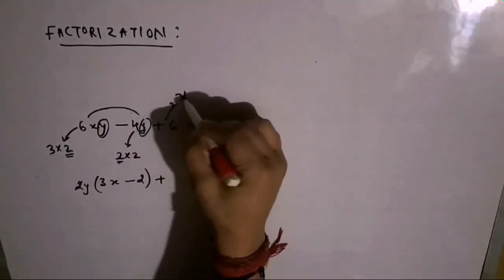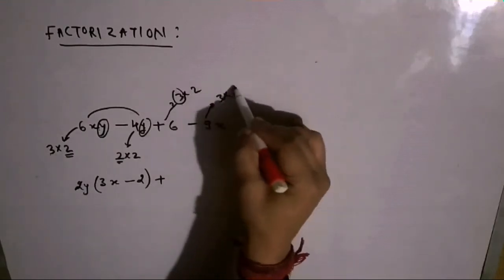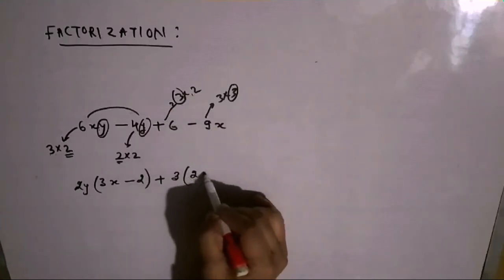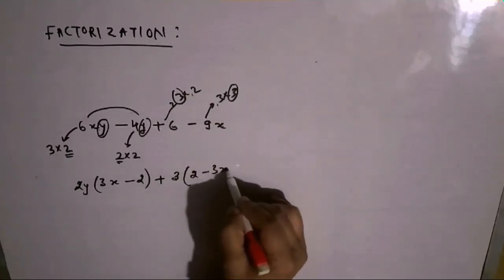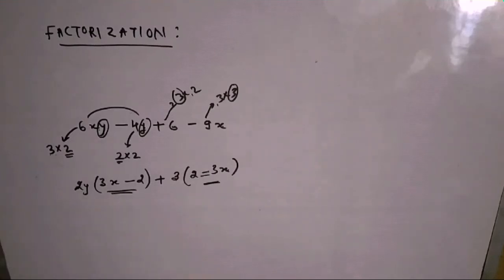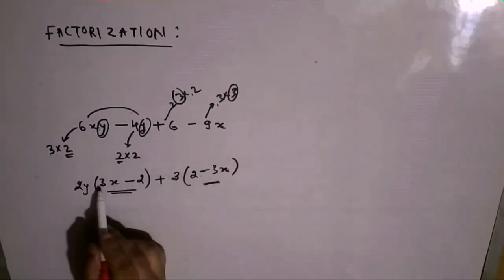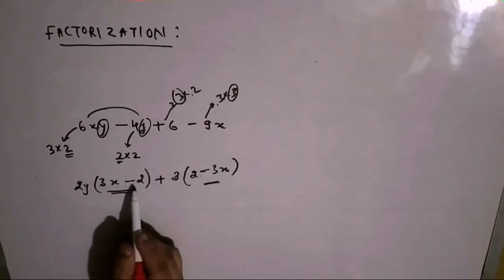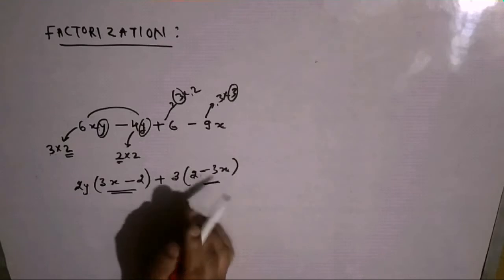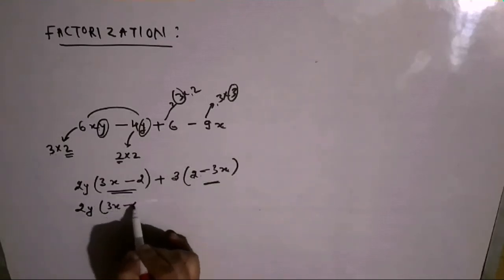this 6 can be written as 3 into 2, and here 9 can be written as 3 into 3. So you can write 3 common. So only you will take 3 common, so only 2 would remain here, and minus 3 into x would remain here. And 2 minus 3x. Okay, but that is not 2 minus 3x, that is 3x minus 2. So for taking 3x minus 2 common, you have to replace the sign. So that can be written as 2y, 3x minus 2.